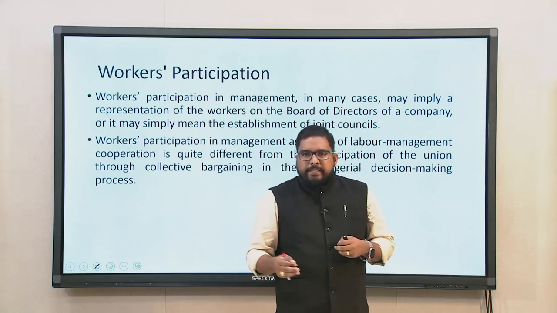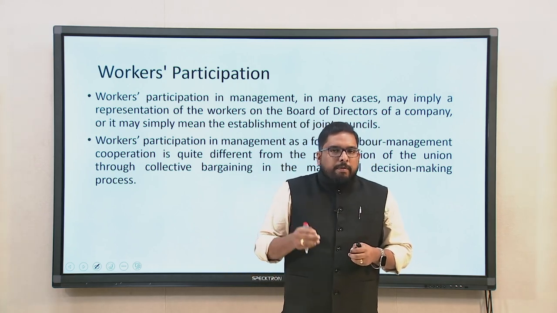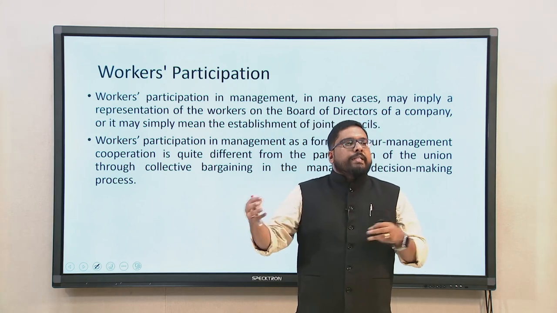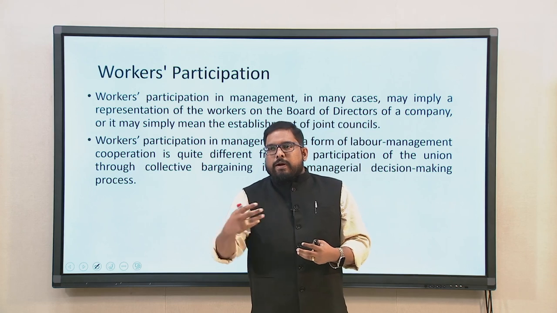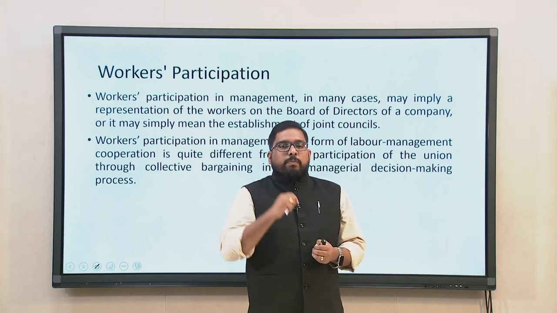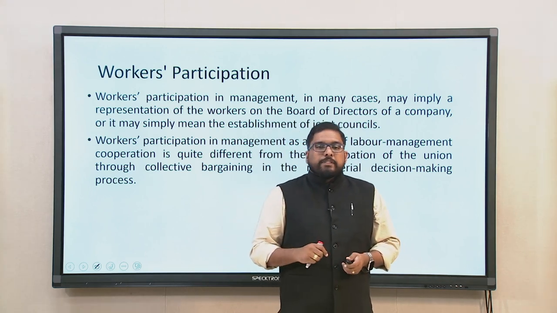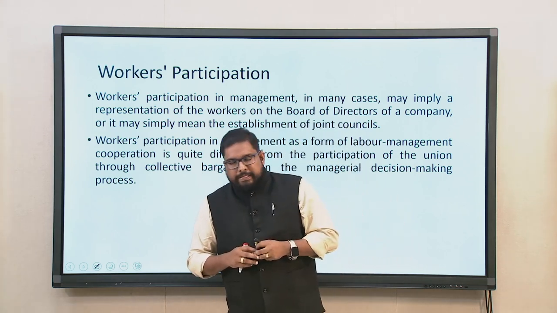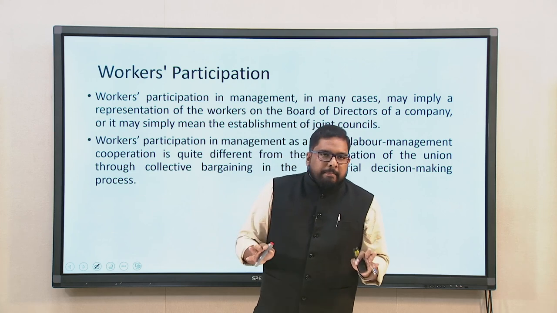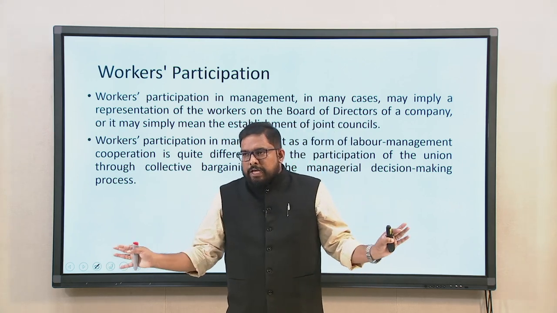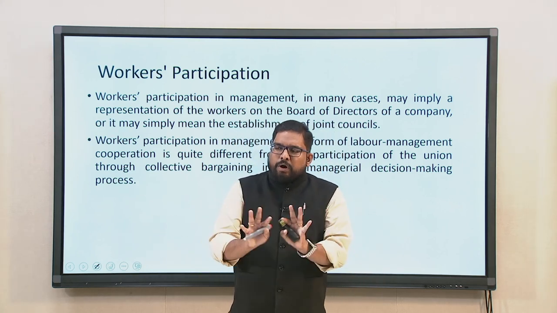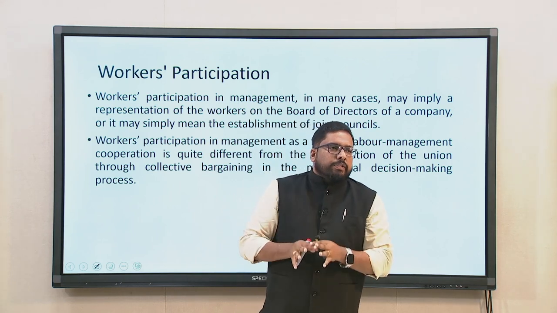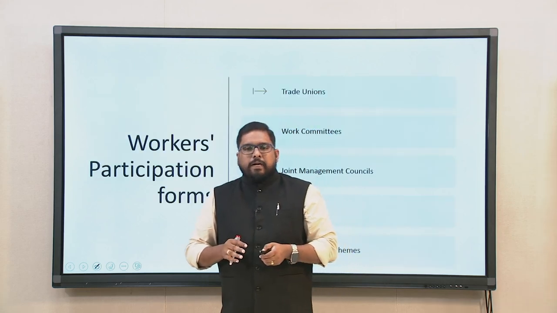So workers' participation in management is a form of labor management cooperation. It brings together both the entities, and this is where the worker participation actually blooms. And it's quite different from the participation of the union through collective bargaining in the managerial decision-making process. So please understand, the essence of the full discussion is to bring together these two entities who have to work together towards a better future for the organization and the country.